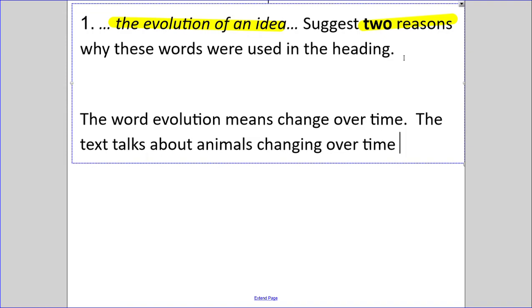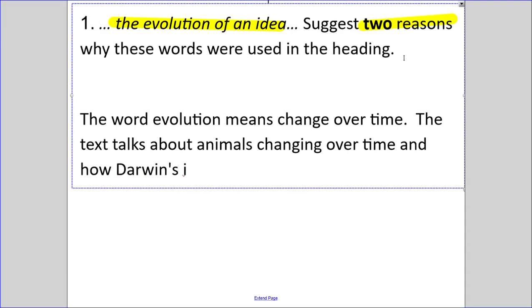So the text talks about animals changing over time and how Darwin's ideas, note that apostrophe because the ideas belong to Darwin, changed over time. So you can see in my answer, I've got 2 reasons because there are 2 different meanings of the word evolution and they're both used in this text. They're talking about the evolution of animals and the evolution of Darwin's thoughts. And there we have it. That's how you answer an authorial intent question.